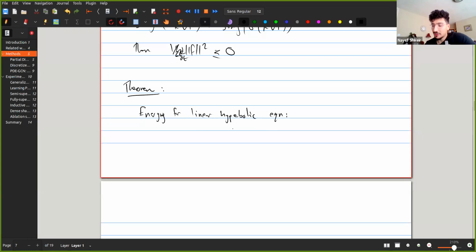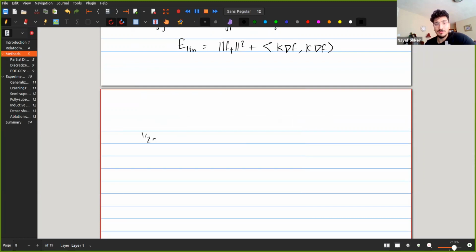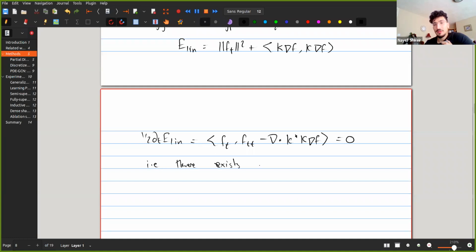But anyway, the energy for the linear hyperbolic is going to be the kinetic energy plus your potential energy, which is going to be your inner product of grad F. If you take the time derivative of this, you'd get half dt. So the linear energy derivative is going to be equal to the inner product of ft and minus divergence of K adjoint K grad F. And then that's equal to 0 if you do that computation. So I guess what you can say then is that there exists a constant CK such that the energy in the linear system is equal to this constant CK.